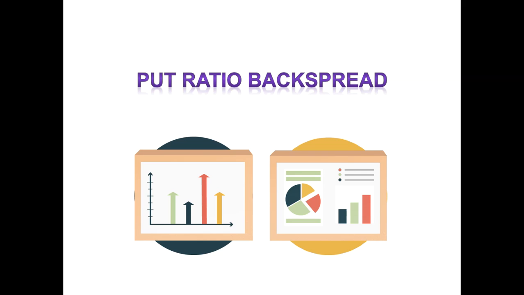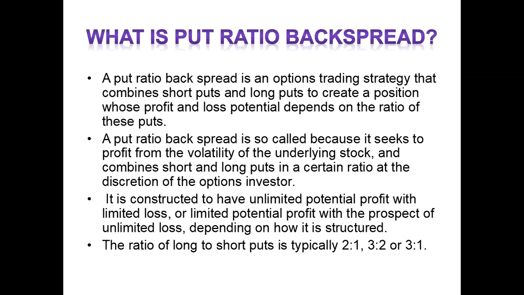Now let's look at the put ratio backspread. So what is a put ratio backspread? This is an options trading strategy that combines short puts and long puts to create a position whose profit and loss potential depends on the ratio of these puts. It is so called because it seeks to profit from the volatility of the underlying stock and combines the short and the long put options in a certain ratio at the discretion of the options investor.